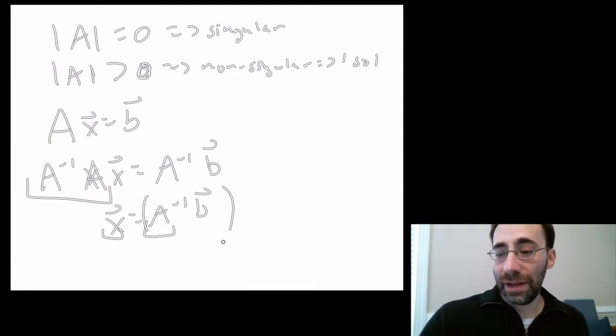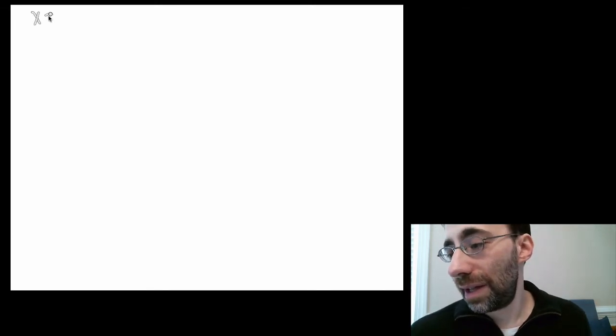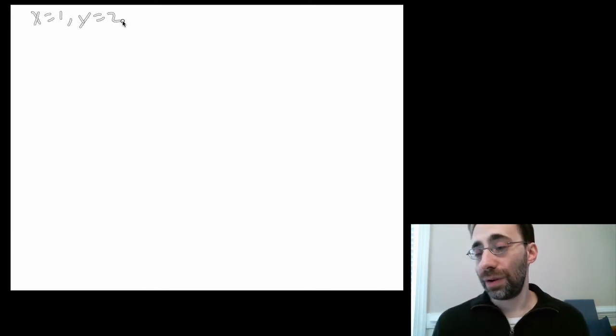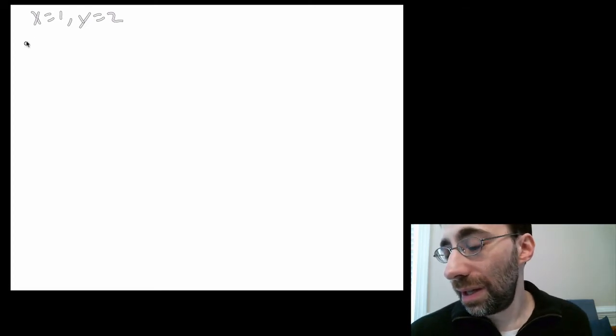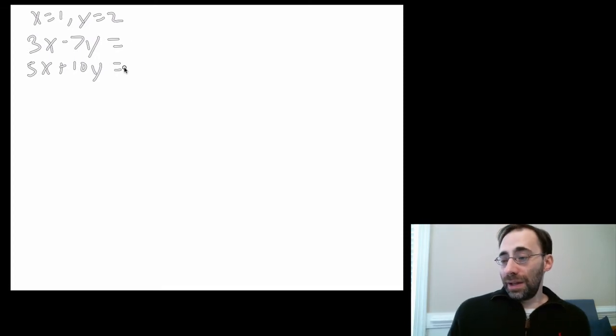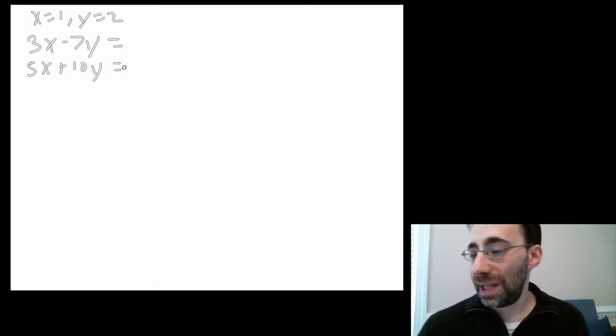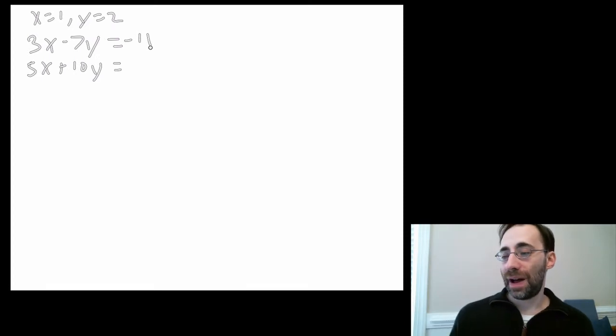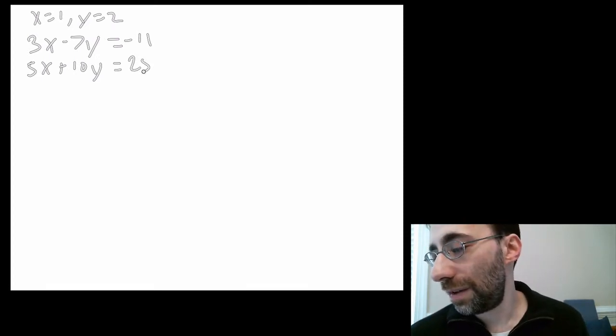There you go. Let's do 2 examples, one 2 by 2 and one 3 by 3. 2 by 2 is a bit harder. So 2 by 2 first. So let's have, again, x equals 1, y equals 2. We'll go through and do it backwards again to find the equation. Let's say 3x minus 7y and 5x plus 10y. These are bigger numbers because 2 by 2 is easier. So we plug in: 3 minus 14 is negative 11. 5 plus 20 is 25.